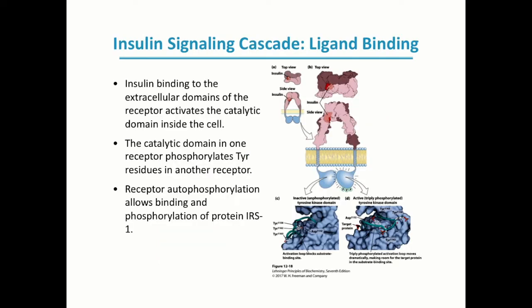So let's focus in on the insulin signaling cascade. So here we have the receptor. So this is a receptor tyrosine kinase. And the first thing that's going to happen is the ligand of insulin will bind to the extracellular domain and activate the catalytic domain on the inside of the cell. The catalytic domain in one receptor phosphorylates tyrosine residues in another receptor. And this receptor autophosphorylation allows binding and phosphorylation of protein IRS1. IRS1 stands for insulin receptor substrate.